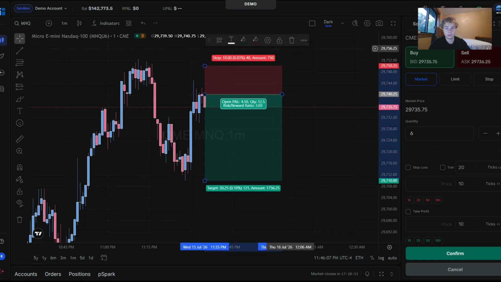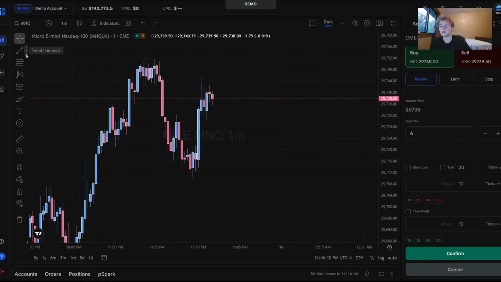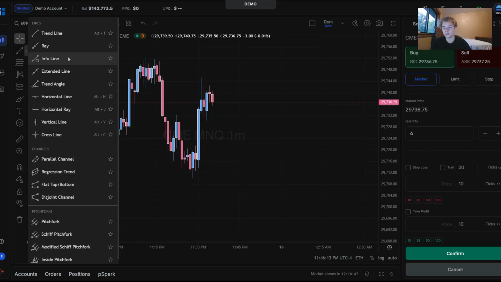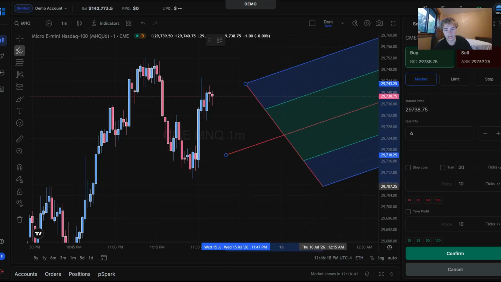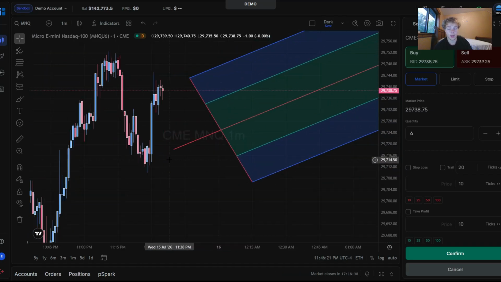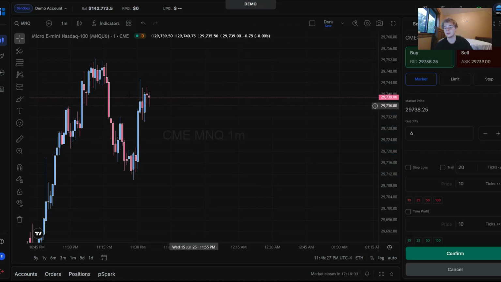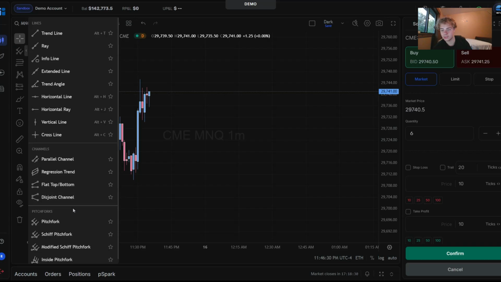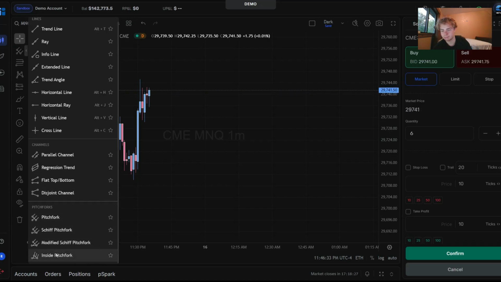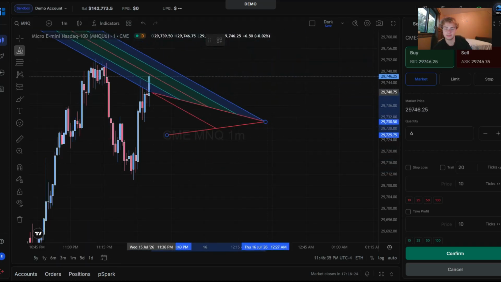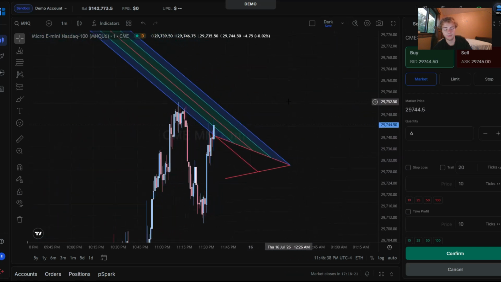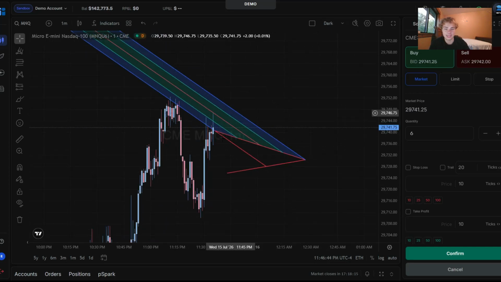And yeah, so you'll see if you look over here, there's a lot of drawing tools, all sorts of random things. I must say the vast majority of them are probably not going to be super useful for you. Like there's all sorts of just random stuff. Inside Pitchfork, if this is even useful, it would be for a very niche strategy, very specialized. Like I don't even know what this is. It's just weird.